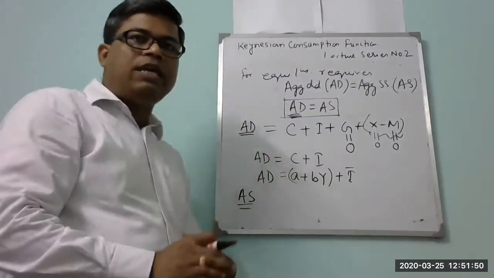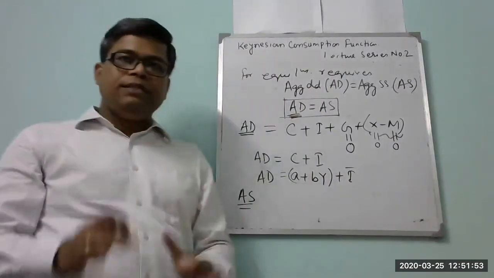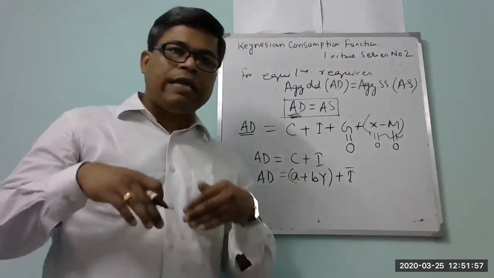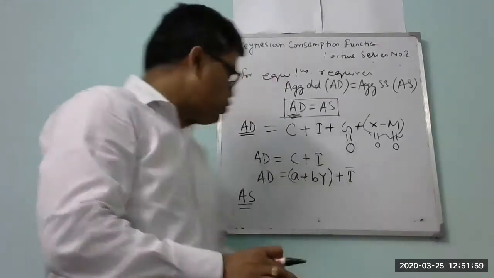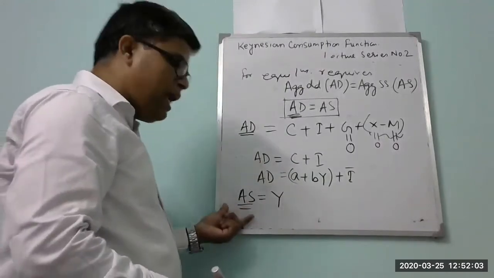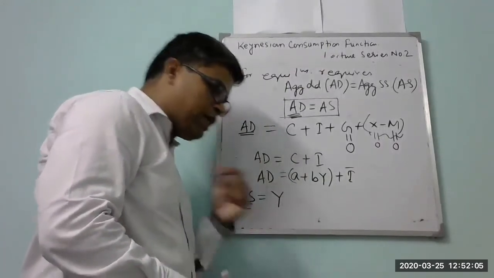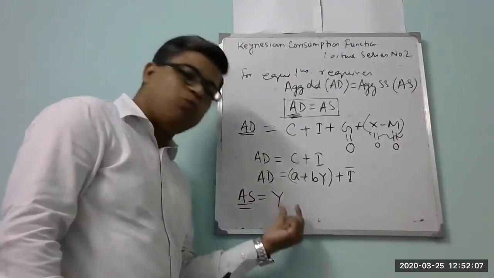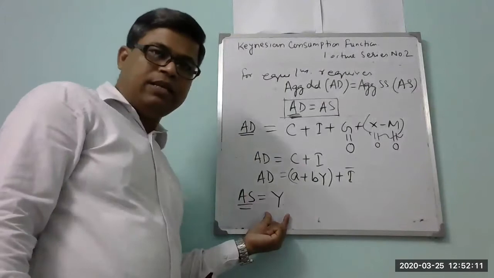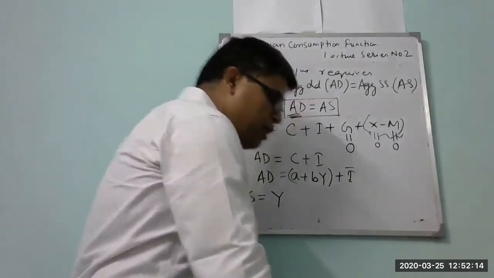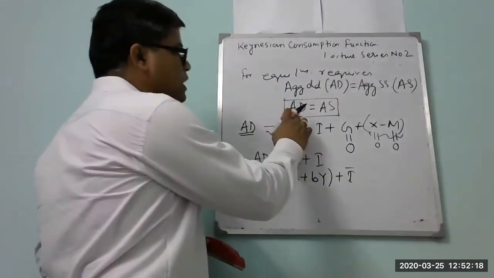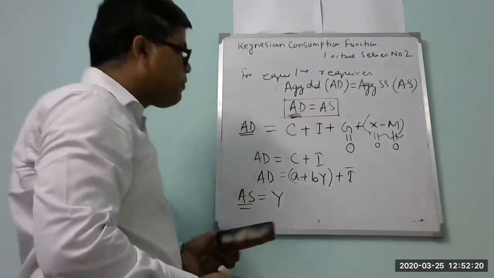I repeat once again, aggregate supply is represented through the total production or total national income of a nation. So let's say the total national income is Y. So AS is equal to Y. That Y is representing the national income. So now what does the equilibrium require? Equilibrium requires aggregate demand is equal to aggregate supply.